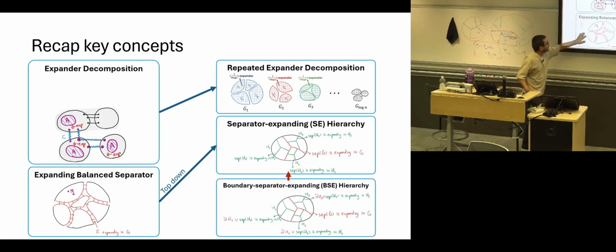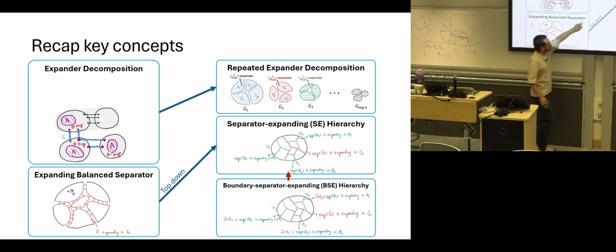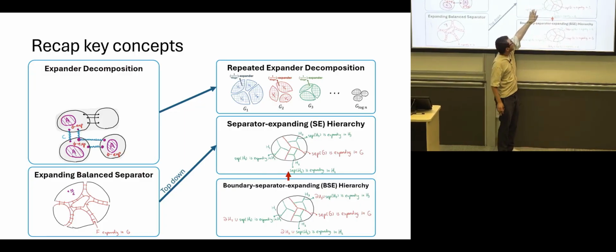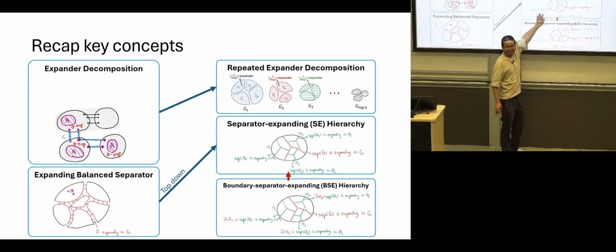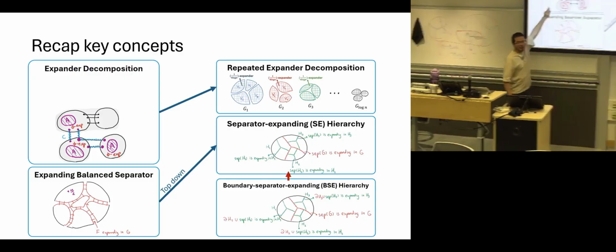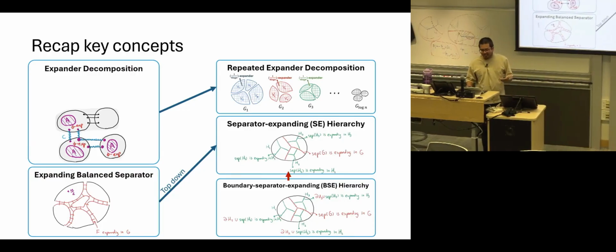So far, we now see how to compute this one fast. And immediately it implies that you can compute this one fast. SE hierarchy. Now we're gonna try to do this fast. And it will imply other stuff.